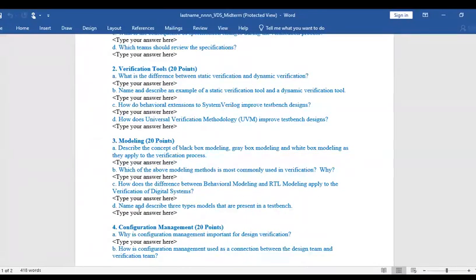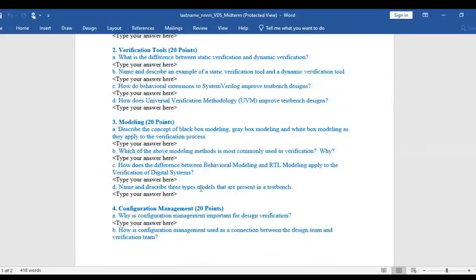Difference between behavior modeling and RTL modeling applied to verification systems. So the easy answer is RTL modeling is the DUT. Everything else can be behaviorally modeled, and maybe there's RTL in there, but we don't have to worry about synthesizing it. 3 types of models. So there's other answers for this. The stimulus model, the device under test, and the response checker are 3 types of models. So there are other models that I picked, or I accepted other answers.